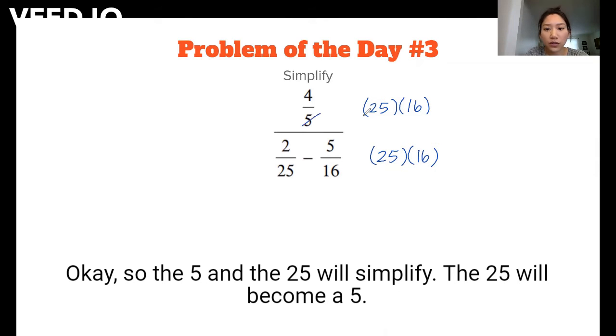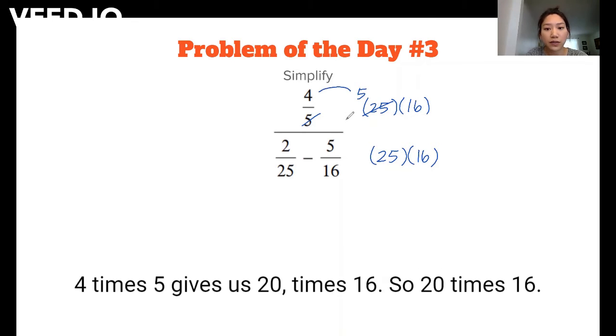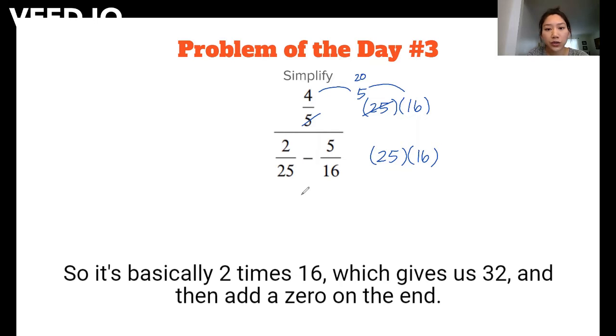Okay, so the 5 and the 25 will simplify. The 25 will become a 5. Okay, and then we would multiply these together. So 4 times 5 gives us 20 times 16. So 20 times 16, it's basically 2 times 16, which gives us 32, and then add a 0 on the end.